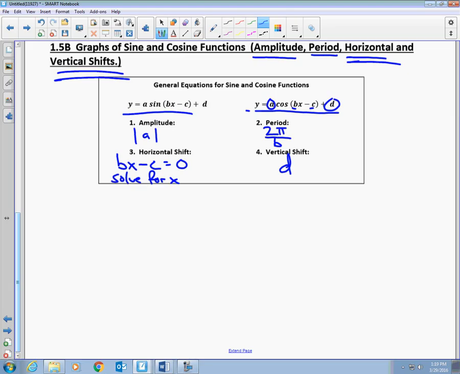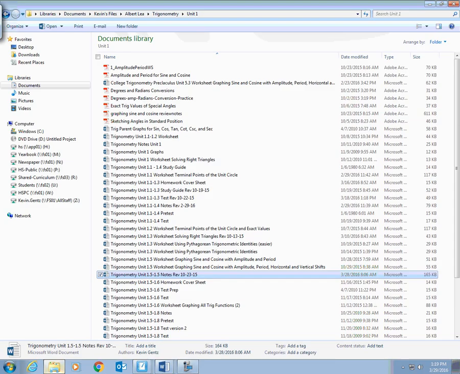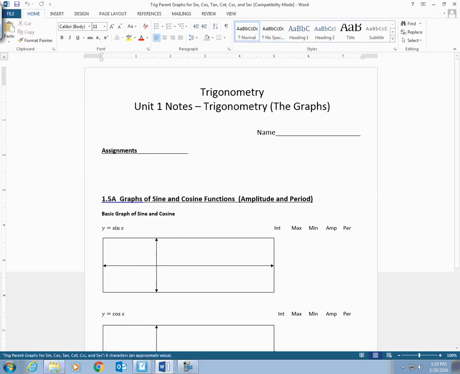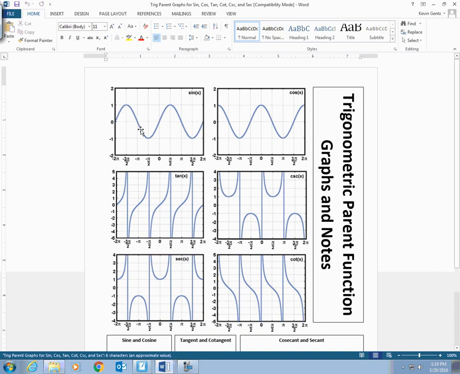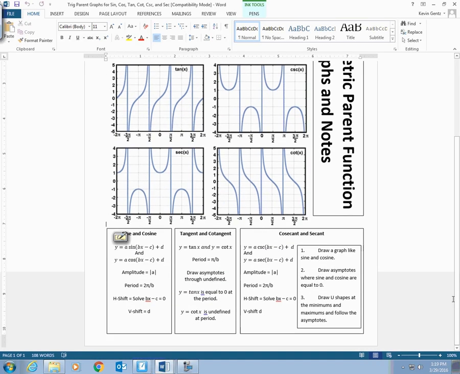Again, if you look at that sheet of notes I gave you for the parent graphs, you can see that it contains all this information under the sine and cosine section. It tells you how to find all of those pieces. And that's what you get to use on the final, as well as your next test. So let's try a couple examples.